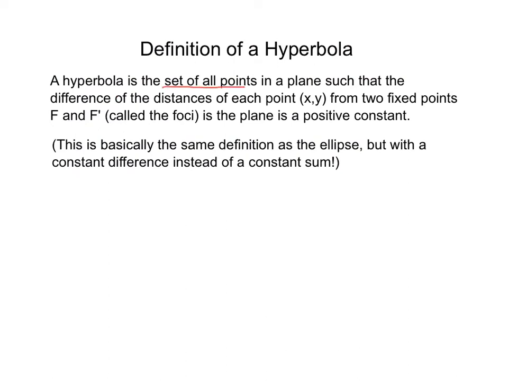The set of all points, or locus of points, definition of a hyperbola is pretty similar to that of an ellipse, except the constant sum is replaced by a constant difference. So we want the set of all points such that the difference of the distances from each point to the two fixed points, known as the foci, is a positive constant. So what we're going to get is a picture that looks like this. Let's draw two focus points, and then we want all the points that when we take the difference to those and subtract them, we're going to get the same number over and over again.